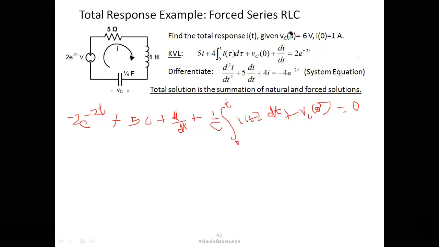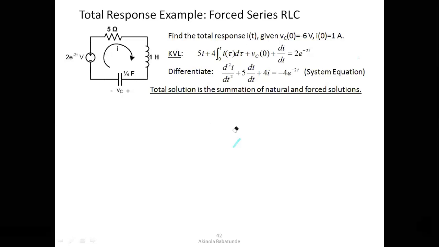With this particular equation, if you differentiate it and rearrange it, this is what you're going to obtain as your final system equation. You're going to obtain 5 di/dt if you differentiate this. The derivative of 2e^(-2t) becomes minus 2 times 2, which gives minus 4e^(-2t). You know how we got this. And if you differentiate di/dt, it becomes d squared i over dt squared. You know how we got that.